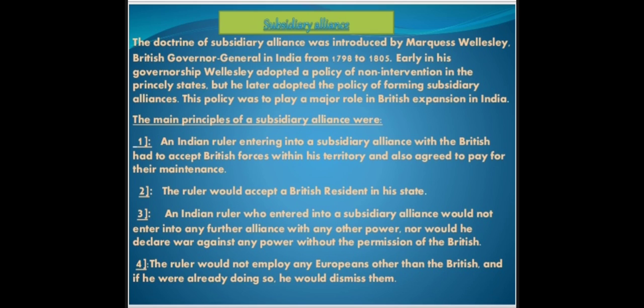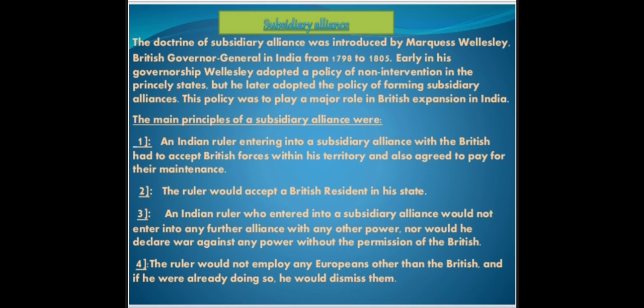The main principles of subsidiary alliance were: a ruler entering into a subsidiary alliance with the British had to accept British forces within his territory and also agreed to pay for their maintenance. The ruler would accept a British resident in his state. An Indian ruler who entered into a subsidiary alliance would not enter into any further alliance with any other power, nor would he declare war against any power without the permission of the British.